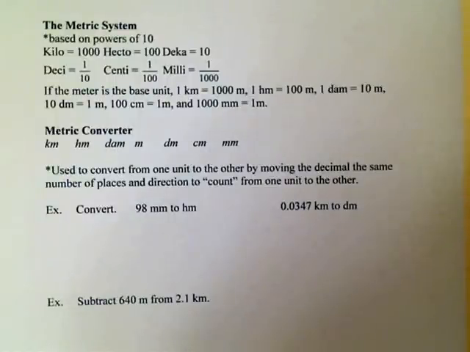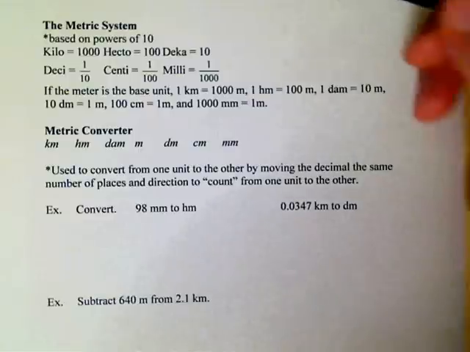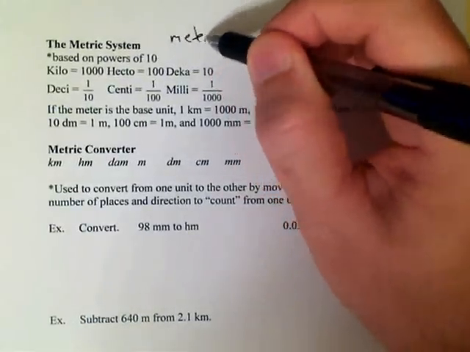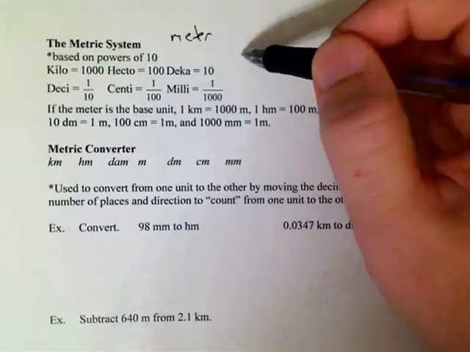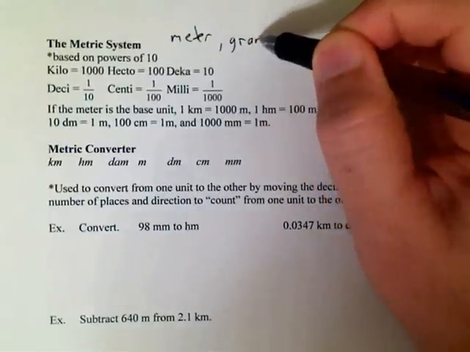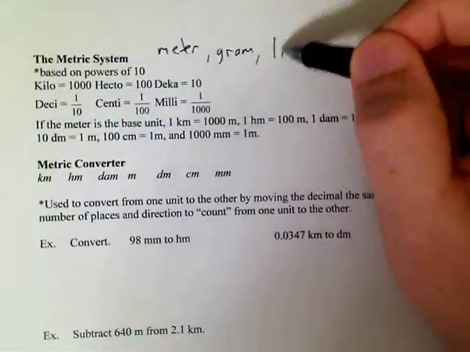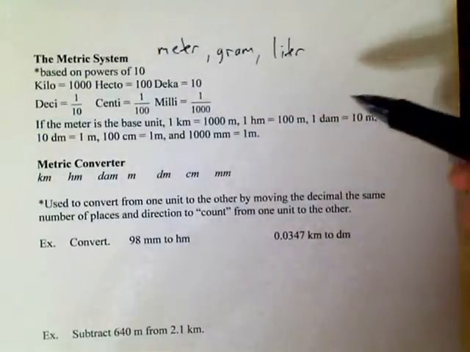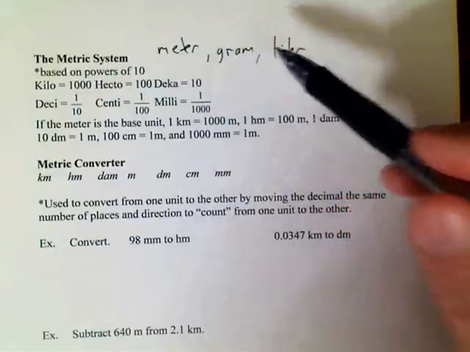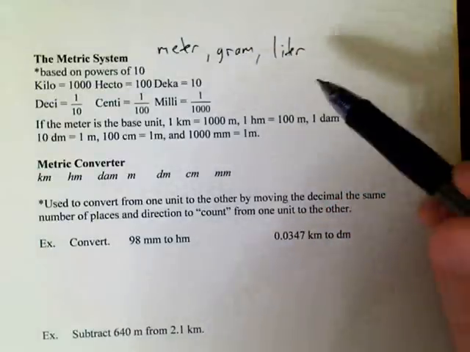Metric system. The metric system is based on powers of 10, just like our number system is. There's some base units that you need to become familiar with. Meter is one of them. That's one we're going to focus on today. Another one is grams and liter. So, meters for a measure of distance or length, or however you want to think of it.